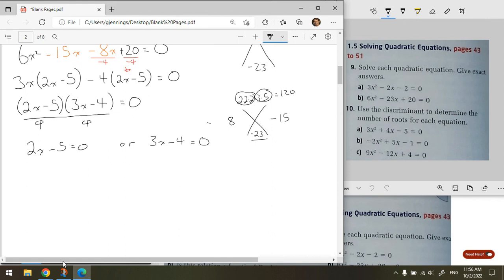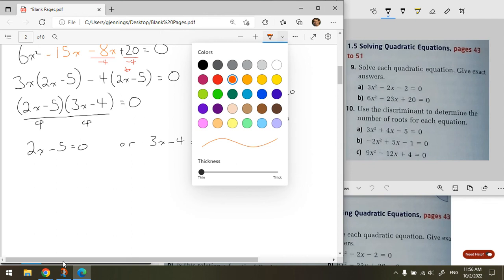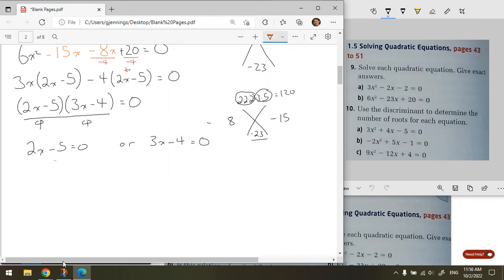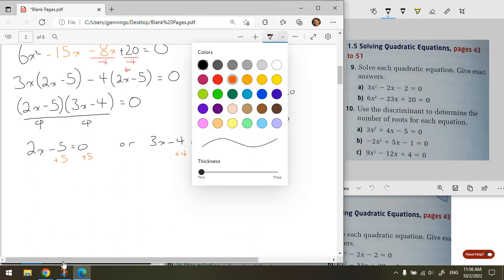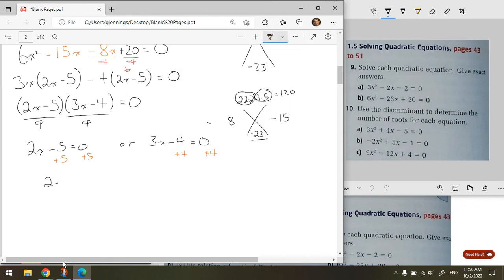So let's solve this one with inverse operations. So here I'm going to isolate my x's by adding 5 to both sides. Here I'm going to isolate the x by adding 4 to both sides. Okay, let's see what our next lines are going to look like. This is going to be 2x equals 5 on that equation, and 3x equals 4 on that equation.